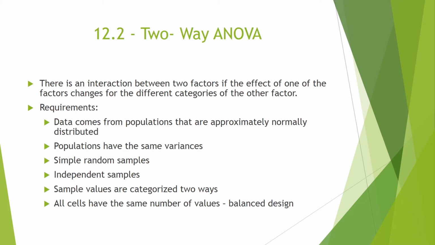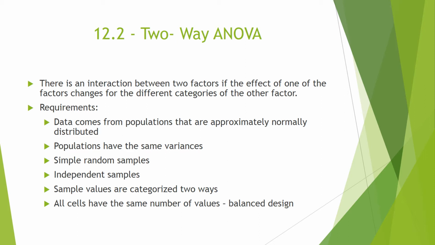Just going to barely touch on two-way ANOVA. You're not going to be asked to do any problems in two-way ANOVA. But in this case, we're going to be looking at two different things. So the requirements are still that the populations need to be approximately normal. The populations still need to have the same variance or approximately the same variance. Still needs to be a simple random sample selection, which means no blocking.